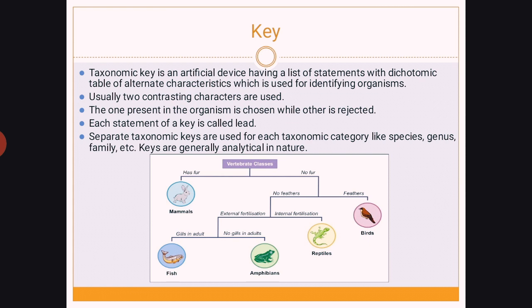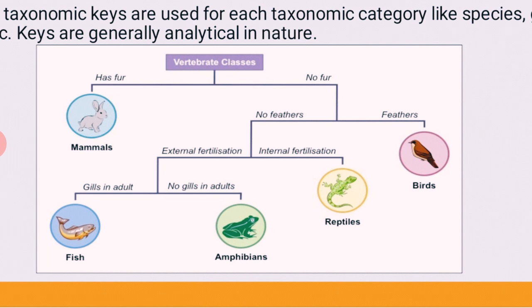Here, 2 characters are taken at a time. Just see the example. For class Vertebrata, the character which is chosen is about the fur. The vertebrates which have fur on their skin are mammals, and those who don't have fur are of another type. And this latter type is carried for the second character. The second character is about feather. The animals which have feathers are birds or aves, and the others are carried to the next step.